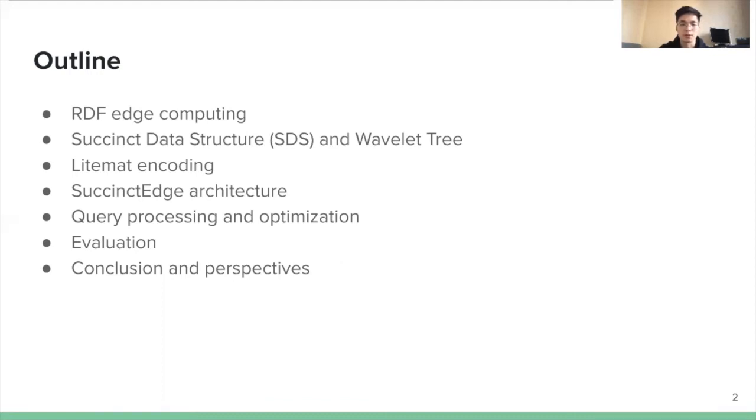After introducing all these concepts, I will show you the architecture of our system, Succinct Edge. Together, I will also show you the core processing and optimization of our system. After that, I will give an evaluation of our system comparing with other RDF systems. And finally, I will give the conclusion and perspectives.